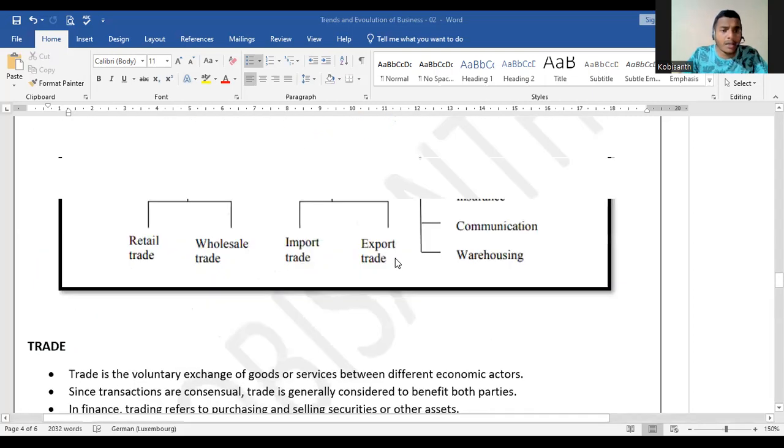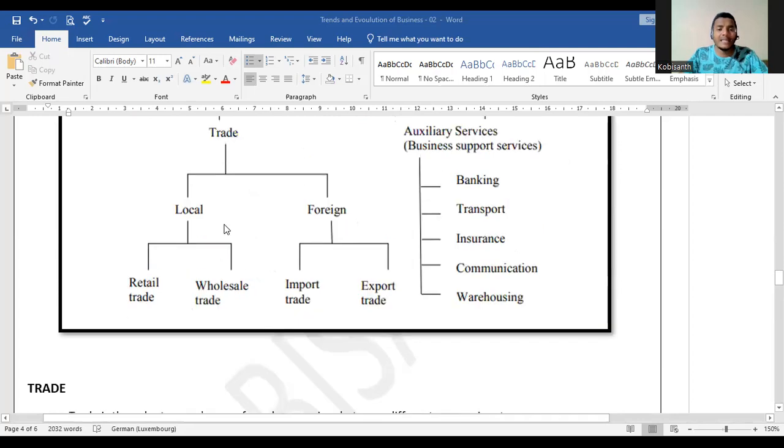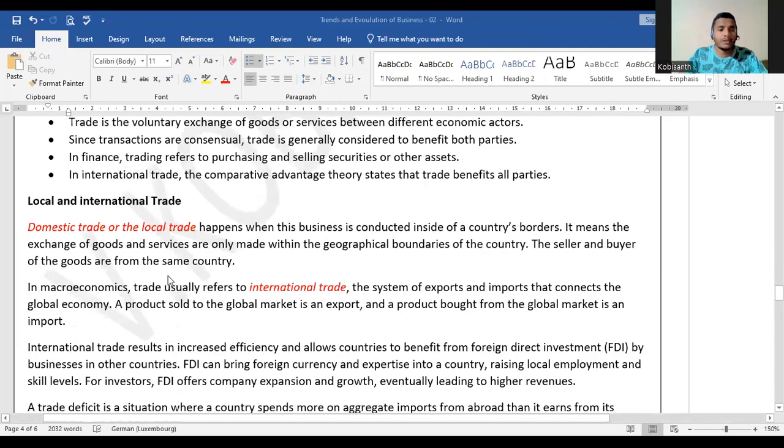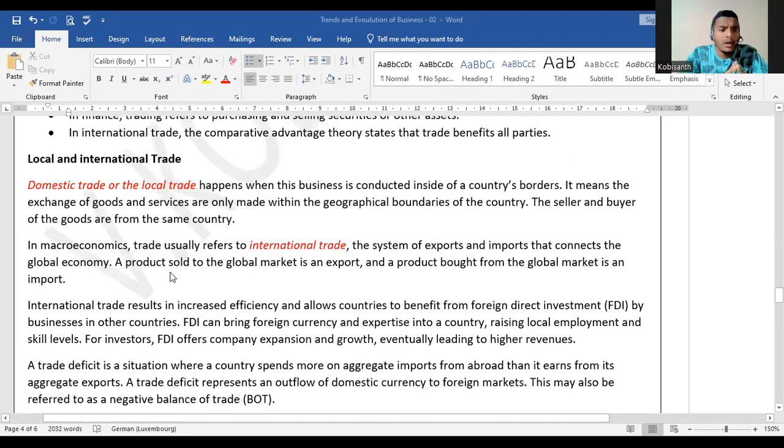All right. Talking about trade, trade is divided into two. One is local, the other one is foreign trade. Let's talk about what is local. Domestic trade, or local trade, happens when business is conducted inside a country's border. Now, Sri Lanka doesn't have such issues because Sri Lanka is an island.